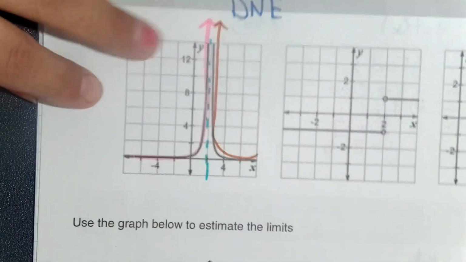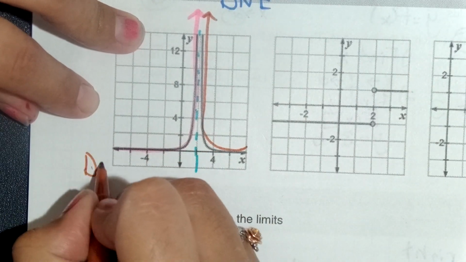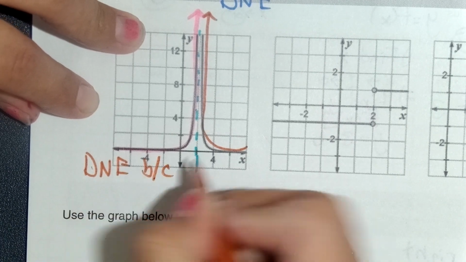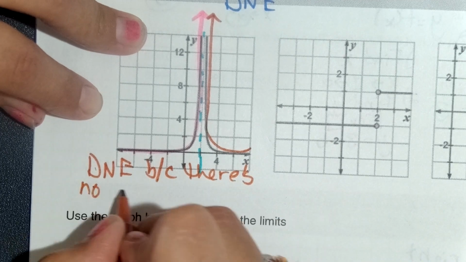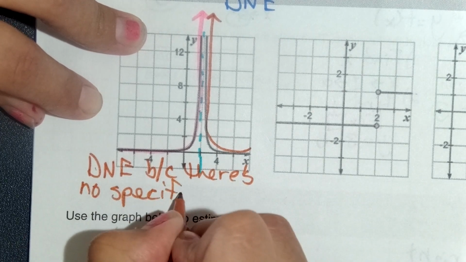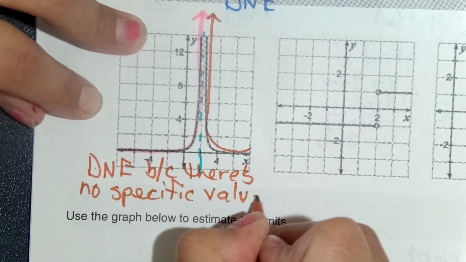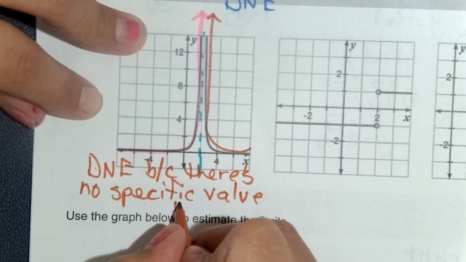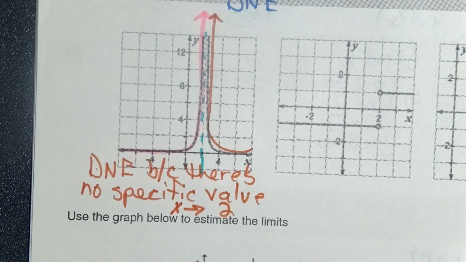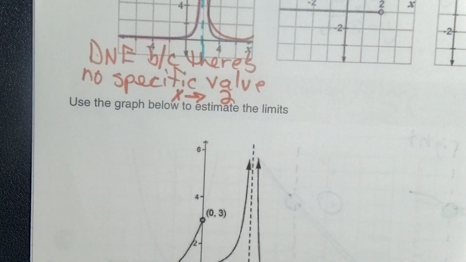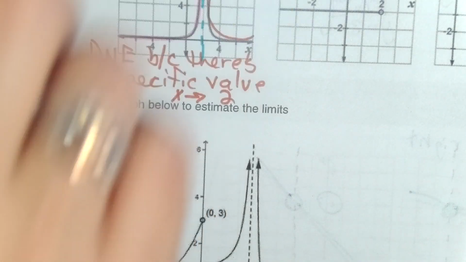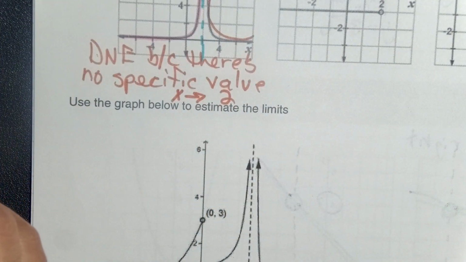So I'm going to write the rationale there. So, does not exist because there's no specific value as x approaches 2. You see I'm using symbols there. I'll move that up. How's that? Is that good? Okay. There's no specific value as x approaches 2. Questions on that? Sure? Okay.